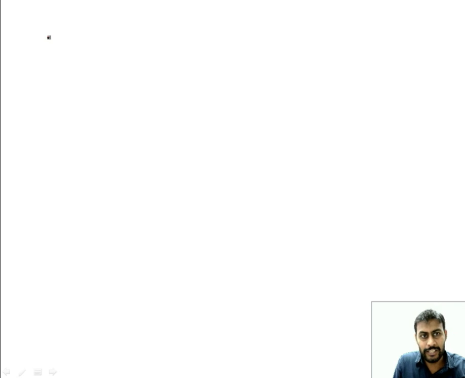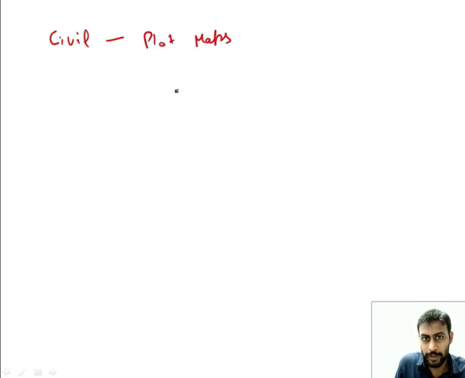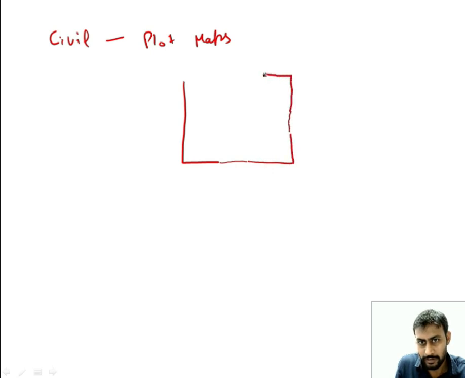Besides these types of lines, there are some 2-3 more types of lines in civil use. From a civil point of view, for example, we have a plot map. In plot maps, for example, I am showing a plot, and this is your light line, then this is your darker one, then this is light, then this is a darker one, then this is darker, and then this is light.